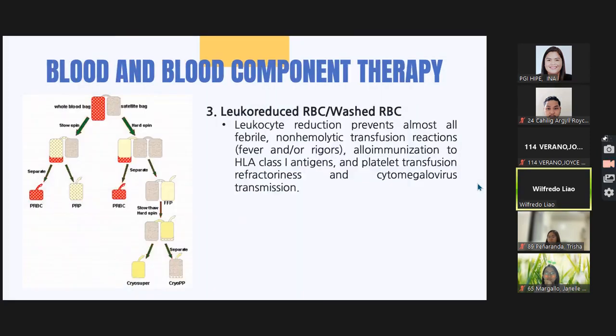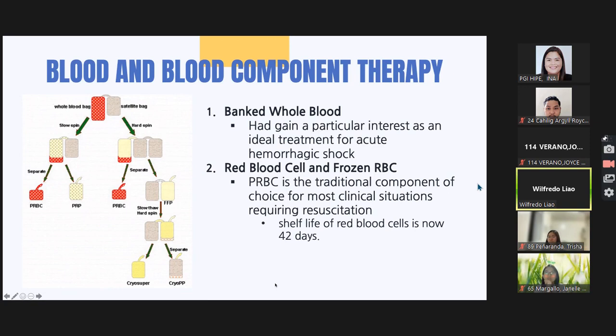Okay. I think they also need to know that whole blood is only stored for 28 days from the time it is extracted. And for RBC, it is only good for 42 days. For plasma, around 5 days. While for platelet, around 72 hours. So these are the several types of blood: whole blood, frozen RBC, frozen plasma, and platelet. Continue.